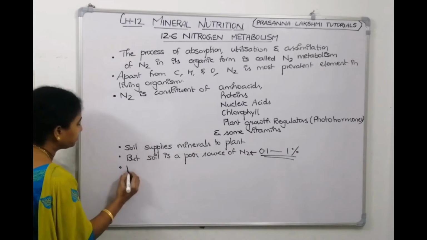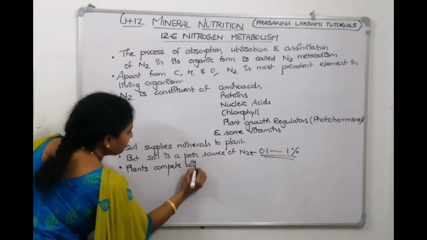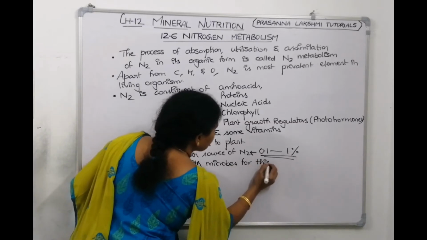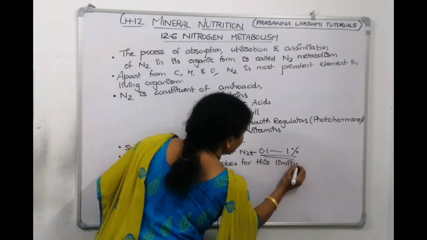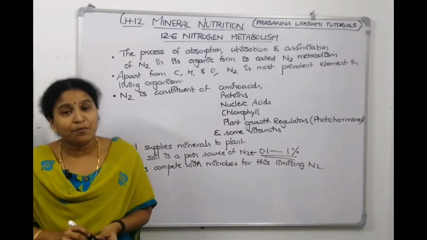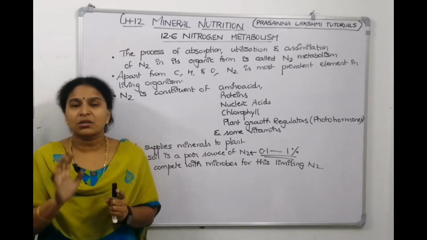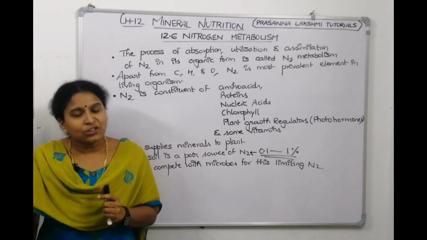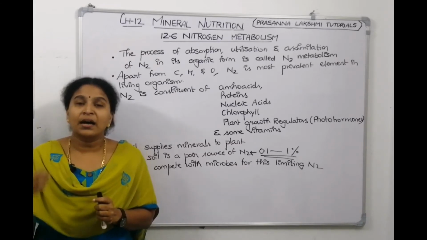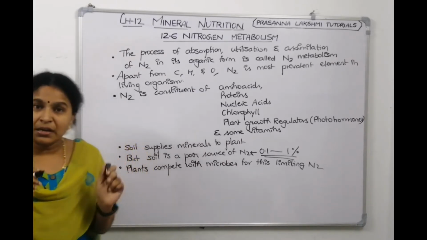Let me write on that point. Plants compete. With whom are they competing? With microbes for this limiting nitrogen. Nitrogen is very less in the soil. Plant is telling I want the nitrogen. Microorganism is telling I want the nitrogen. So that is why nitrogen becomes a limited nutrient. Nitrogen becomes a limiting nutrient, whether it is a natural ecosystem or an agricultural ecosystem. That is why the farmer will buy urea and add nitrogen to the soil. So thus we can conclude that nitrogen is a limiting nutrient in the soil.